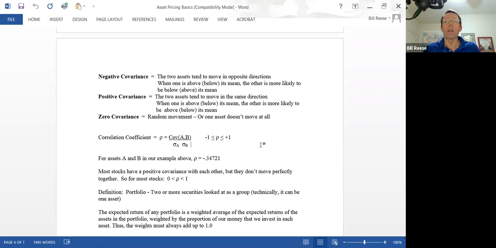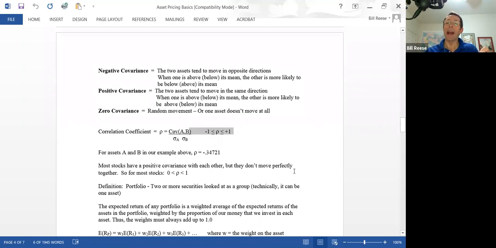The thing about correlation, though, is that it's going to be very intuitive for us because it is bounded between +1 and -1. The correlation between two assets will never be higher than +1. It'll never be lower than -1. If two assets move exactly, perfectly together all the time, the correlation will be +1. If they move exactly, perfectly opposite each other all the time, their correlation will be -1.